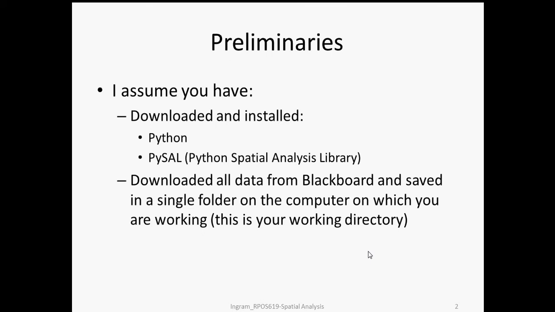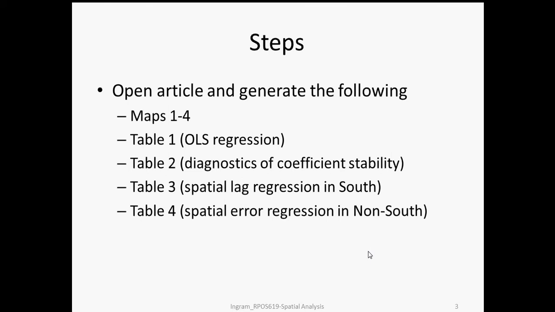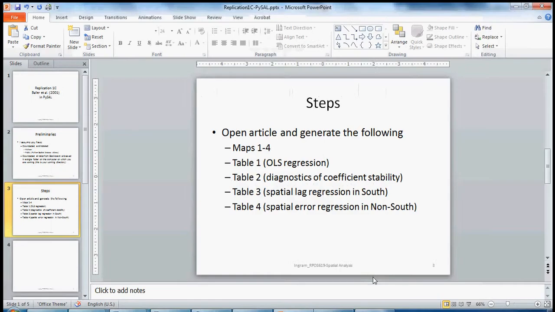I also assume that you've downloaded all of the necessary data from Blackboard, which at this stage in the course everybody has, since we've been talking about the replication in class already for several weeks. And lastly, as before, these replication steps should be familiar to you by now. We're going to replicate maps 1 through 4, the LISA cluster maps, then set up the basic OLS regression, do some diagnostics, and then conduct the two main spatial econometric analyses, or the spatial regressions, the lag version of the regression and the error version of the regression. So let's turn now to Python.